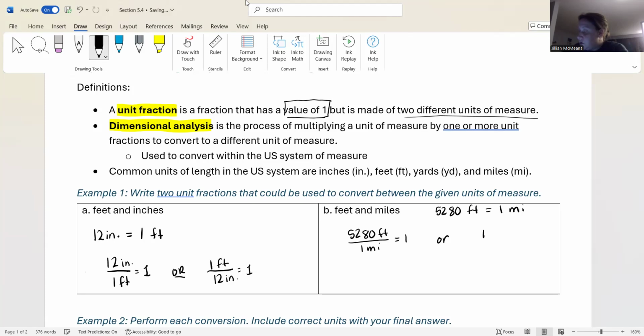Or if I needed to, I could write 1 mile over 5,280 feet. Again, it equals 1, okay? And it just really depends on what you're converting from and what you're converting to, which of these you use, okay? So that is how you would write a unit fraction.